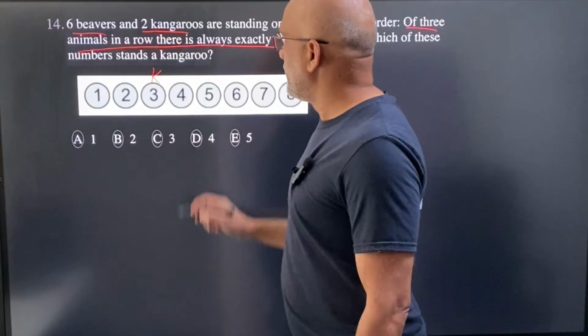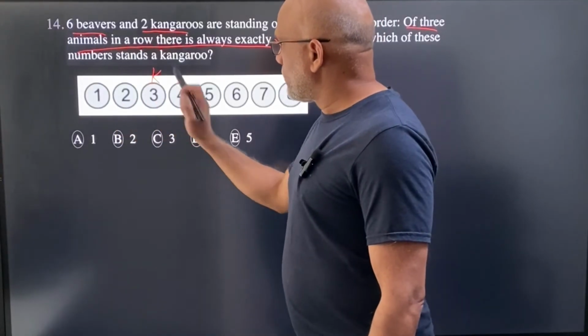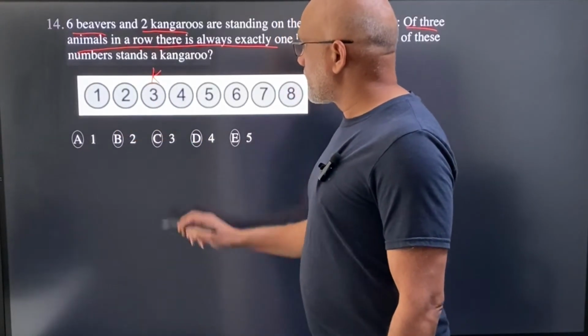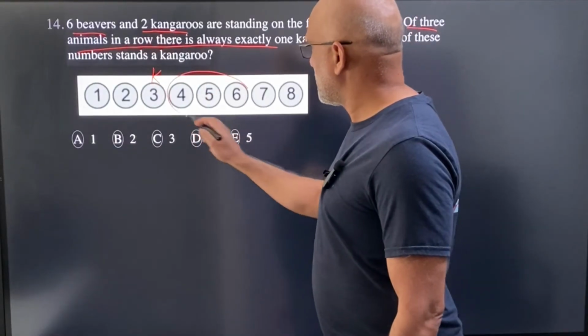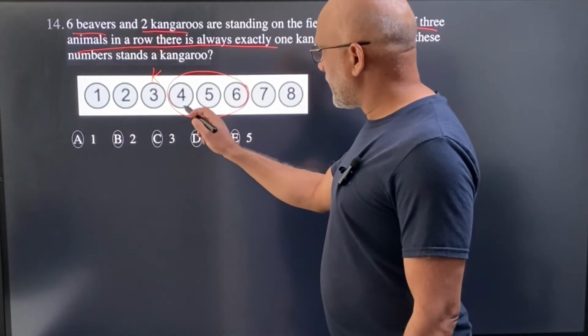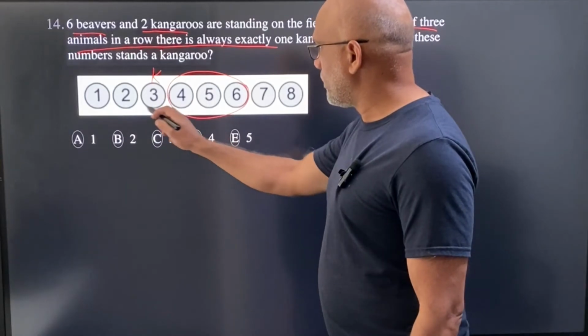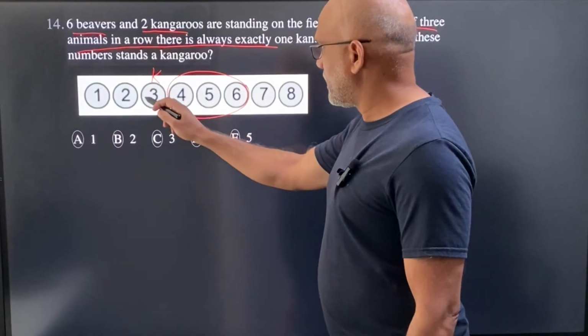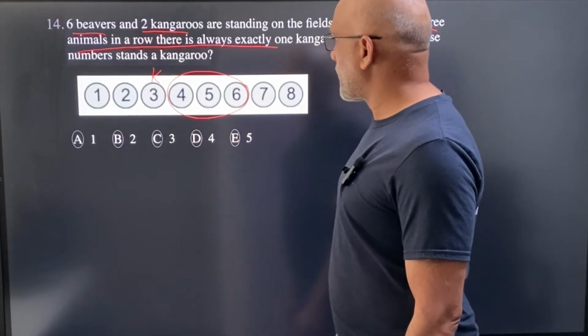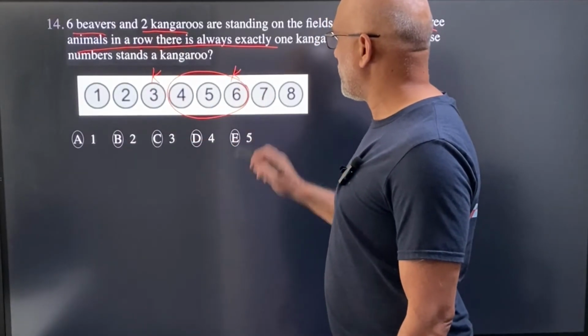How about at 3? So 1, 2 and 3 there is 1 kangaroo. 2, 3 and 4 also 1 kangaroo. 3, 4 and 5 also 1 kangaroo. 4, 5 and 6 I need a kangaroo. Again I cannot put the kangaroo here because then there will be 2 in a row. Similarly I cannot put it here because then this will have 2 kangaroos in a row. So the kangaroo has to go here.